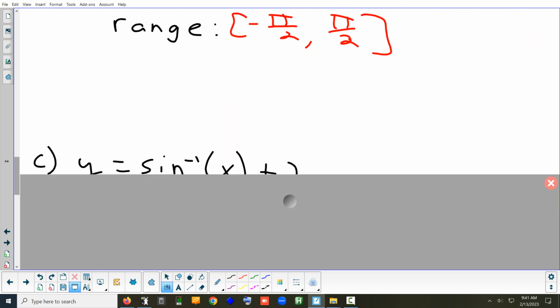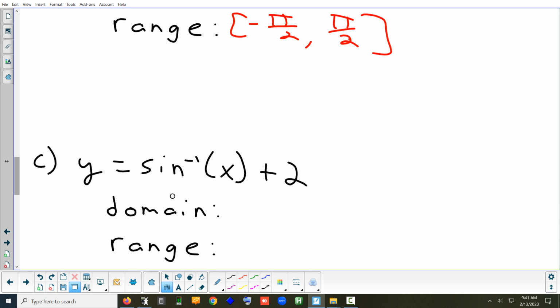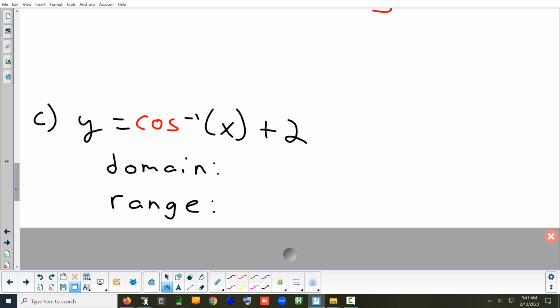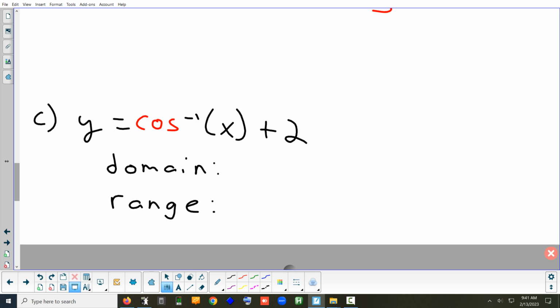I think I have another one with inverse sine. Let's try something different. Let's do inverse cosine. Little different. What's the plus 2 doing? Vertical shift up. It's going to shift it up. When you shift something up, what does that affect? Domain or range? Yeah? Your range. That's going to affect the range. So we're going to have to figure out the range. But that means we know domain stays the same.